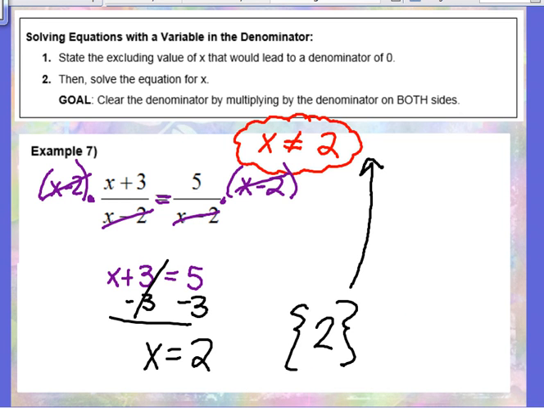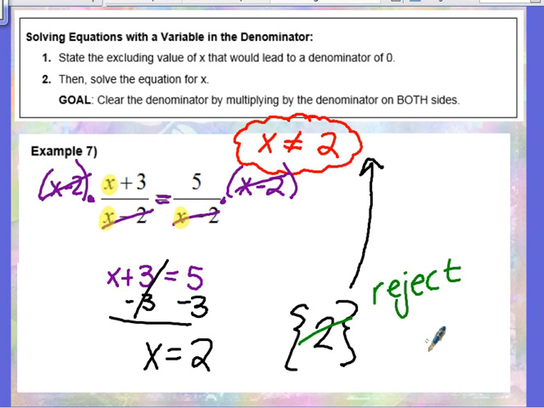Now the reason we get 2, if we were to plug in 2 everywhere we saw x, we would get something for you to think about. 5 over 0 equals 5 over 0. Now this appears to be a true statement because both sides look equivalent. However, do we ever want 0 in our denominator? No. So what we're going to do for this one is we are going to reject our answer.